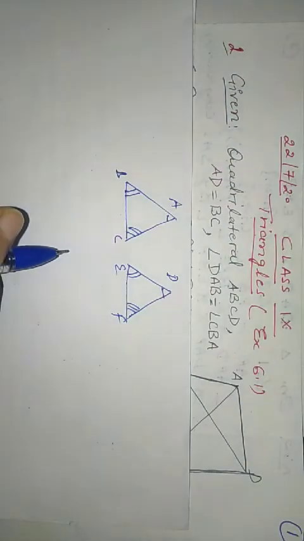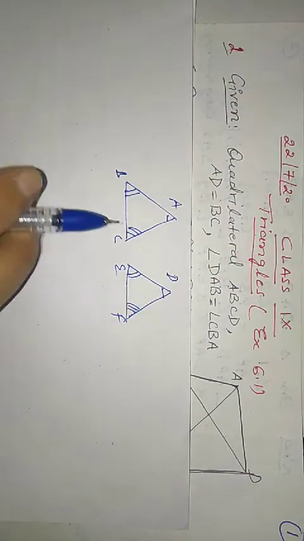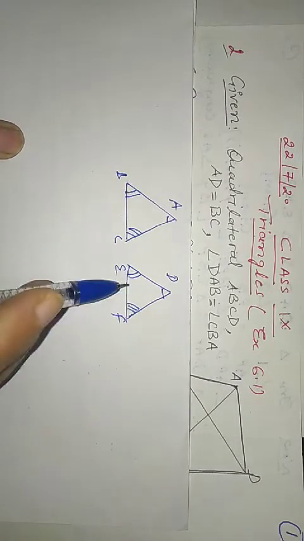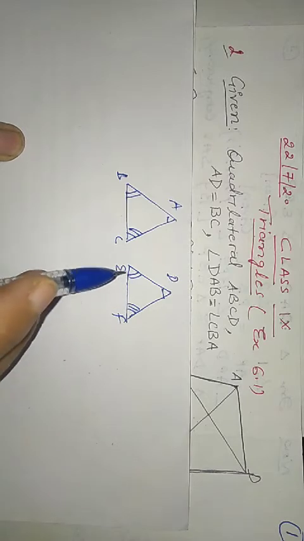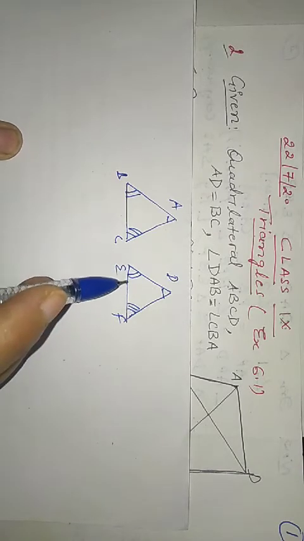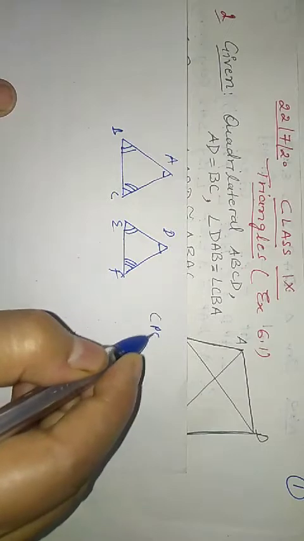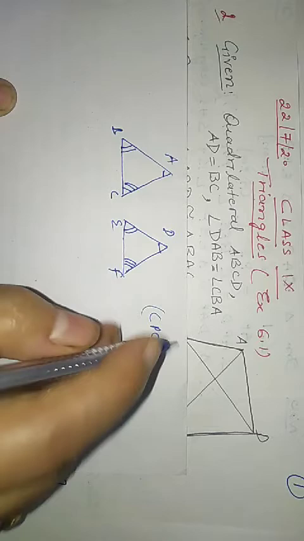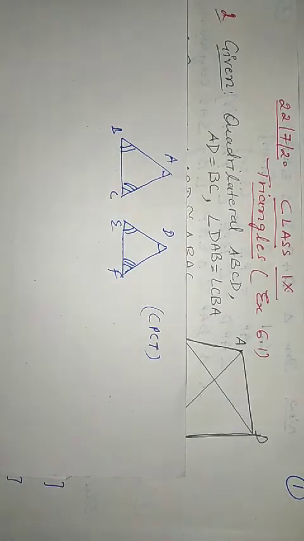So what does it mean? If these two triangles fall exactly on each other, they are congruent, then we can say that corresponding parts of each triangle are equal, and we write this as CPCT, corresponding parts of congruent triangles. Now we will talk about the converse of this congruency. If corresponding parts of two triangles are equal, then these two triangles are congruent to each other.